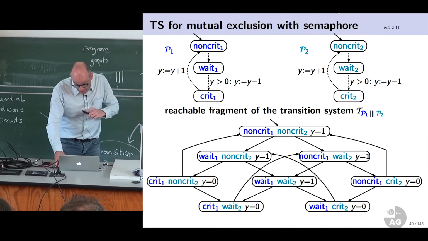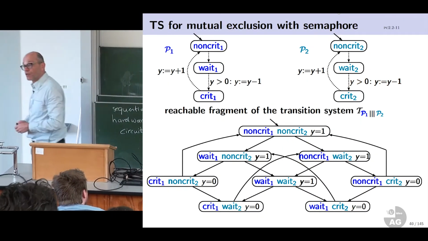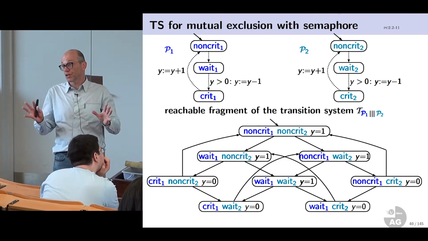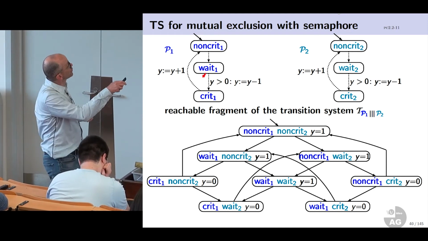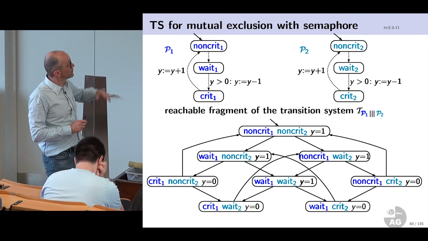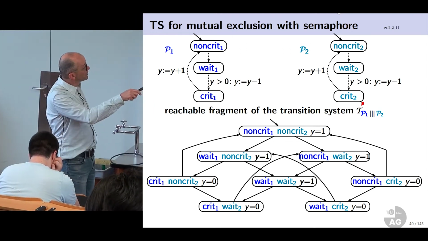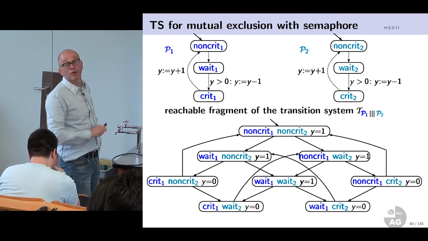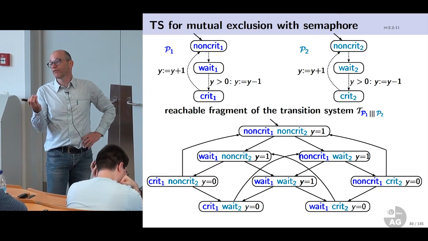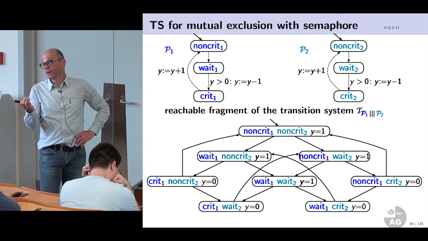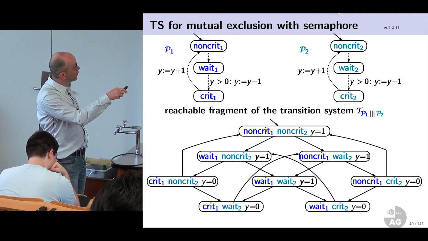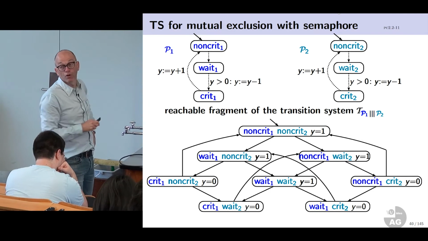Good. So here is actually the reachable fragment of the transition system. I only concentrate on those states that are reachable from the initial state. Remember, those two were the program graphs. I showed you the parallel composition before, and this is actually the transition system that corresponds to this parallel composition of the two program graphs. And now it is made explicit what the values of y are. So what we see here is that, for instance, we start initially in non-crit 1, non-crit 2, the semaphore being available.